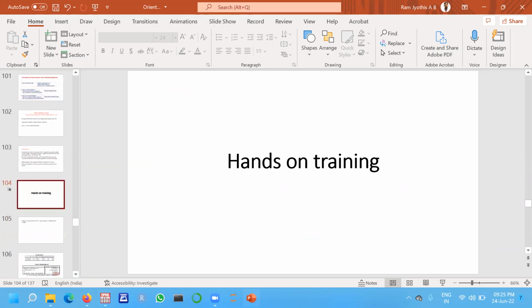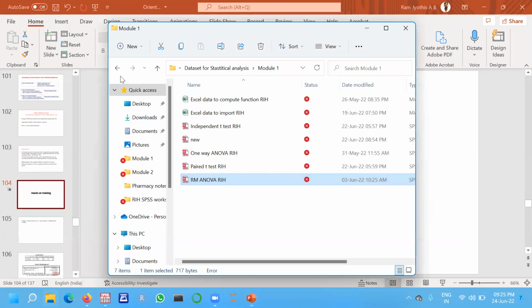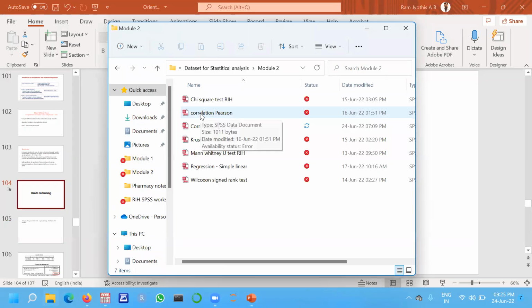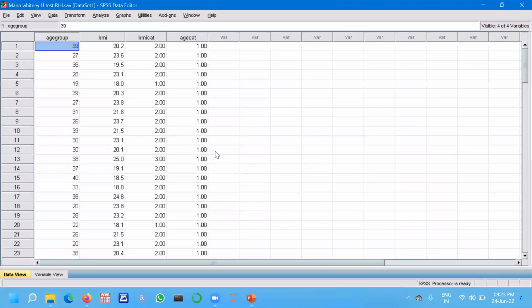Now let us see the hands-on training. Take the data set, which is in Module 2. What is the test? Mann-Whitney U test. See, here the age group is there, BMI is there, then BMI category and age category. Age and BMI are numerical or continuous data, but BMI category and age category are categorical data.